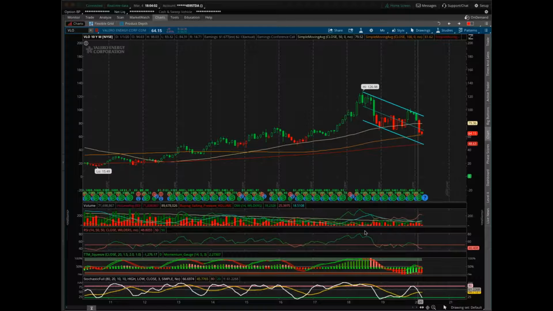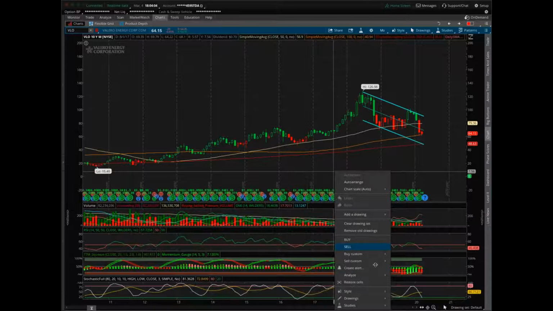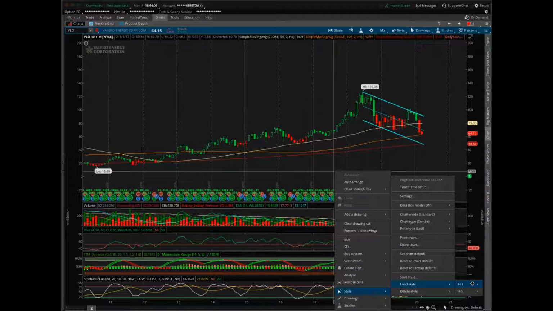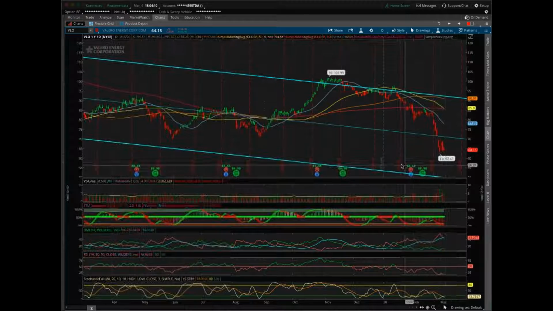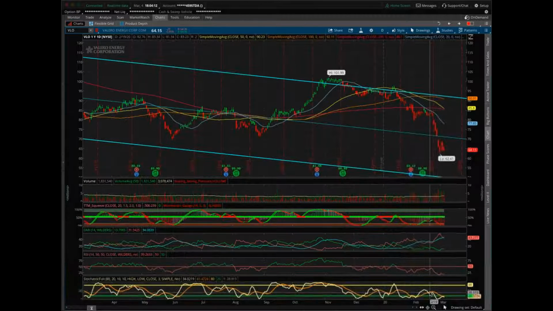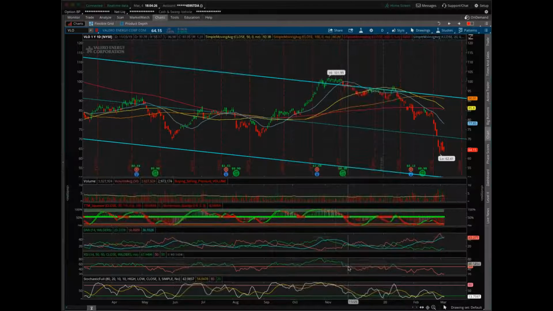Let's see, share that. Okay. So style, style, 2020. Okay. Change that. Edit that. It's gonna be white. Pink. All right, so now your charts.